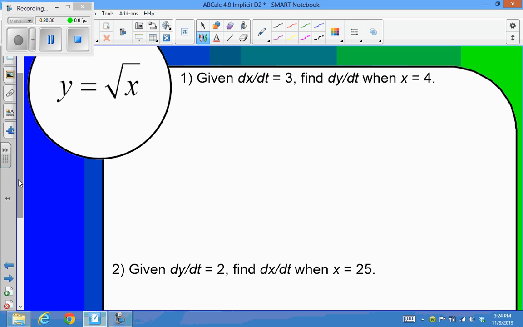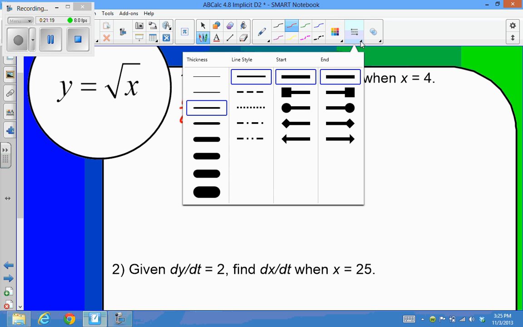This one's a little bit different. It says, given that dx/dt equals 3, find dy/dt when x equals 4. Okay. So very quickly taking my derivative, dy/dx equals 1/2 x to the negative 1/2. Oh, no, no, no. dx/dt. We're doing these in terms of t. dy/dt equals 1/2 x to the negative 1/2 dx/dt.